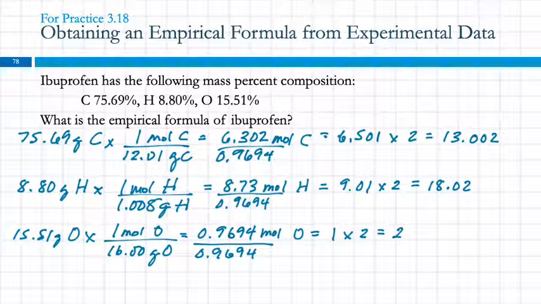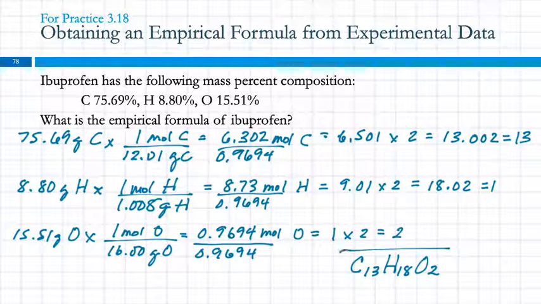The reason that we had to multiply here is that the ratio is 13 to 18 to 2. That can't be simplified any further. We've got this odd number in here. So this can be rounded to 18. This is rounded to 13. So carbon 13, hydrogen 18, oxygen 2. Empirical formula for ibuprofen.